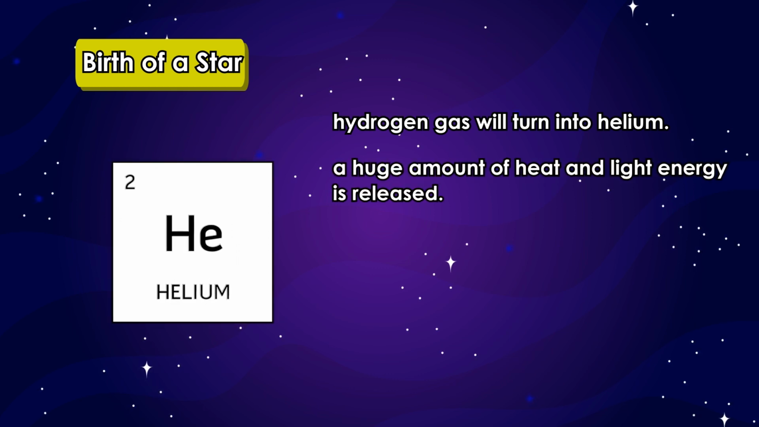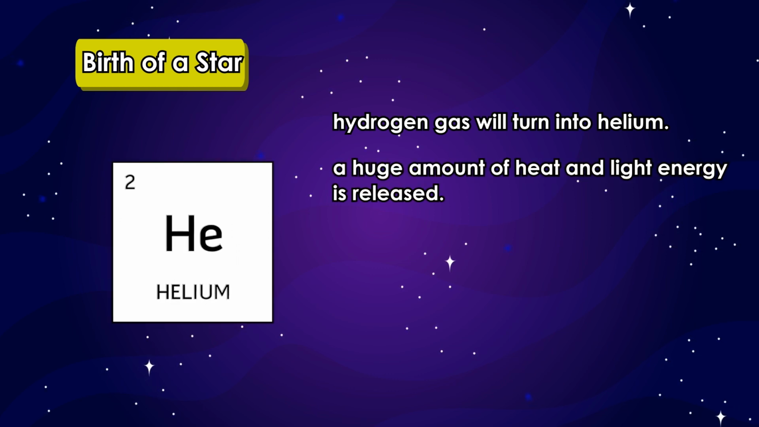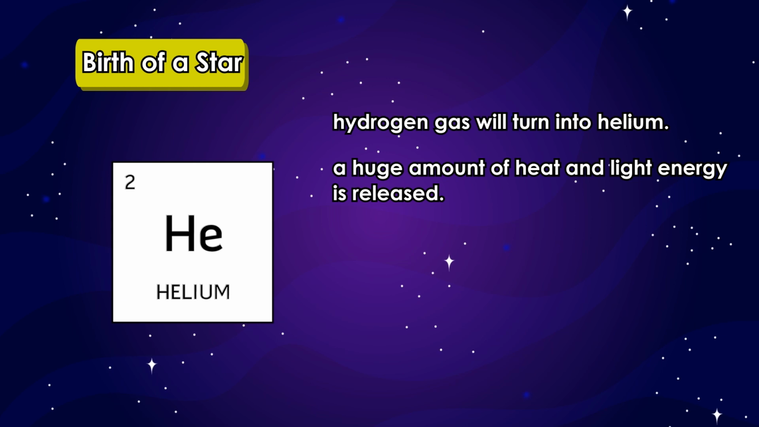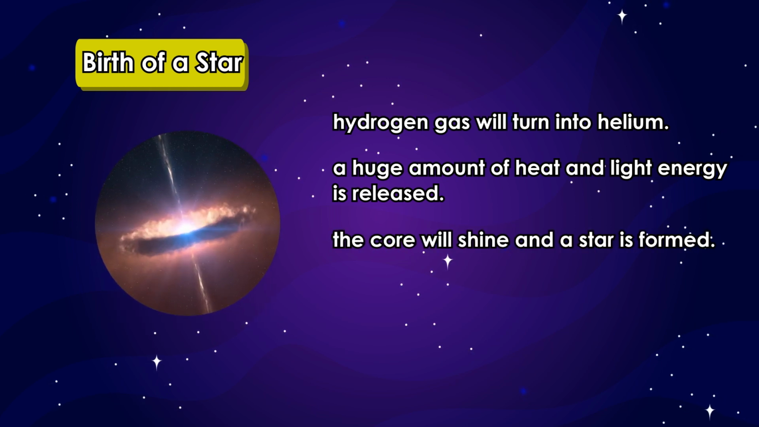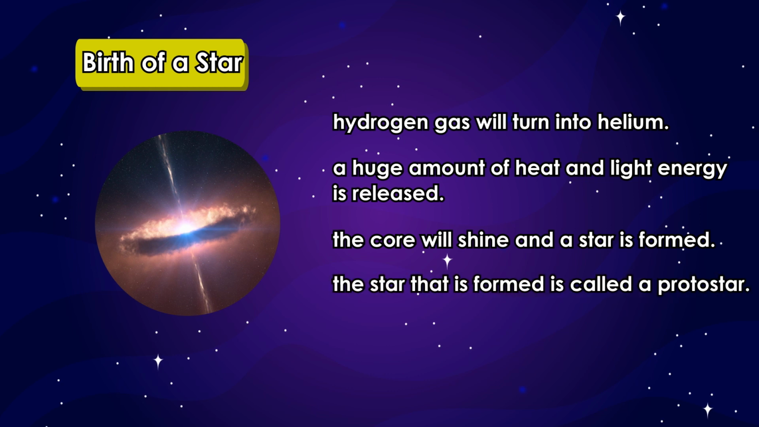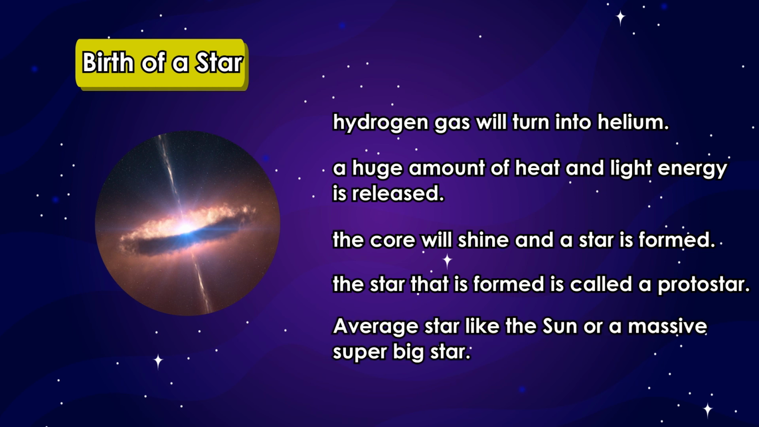A huge amount of heat and light energy is released. The core will shine and a star is formed. The star that is formed is called a protostar. This protostar continues to expand and becomes either an average star like the Sun or a massive super big star.